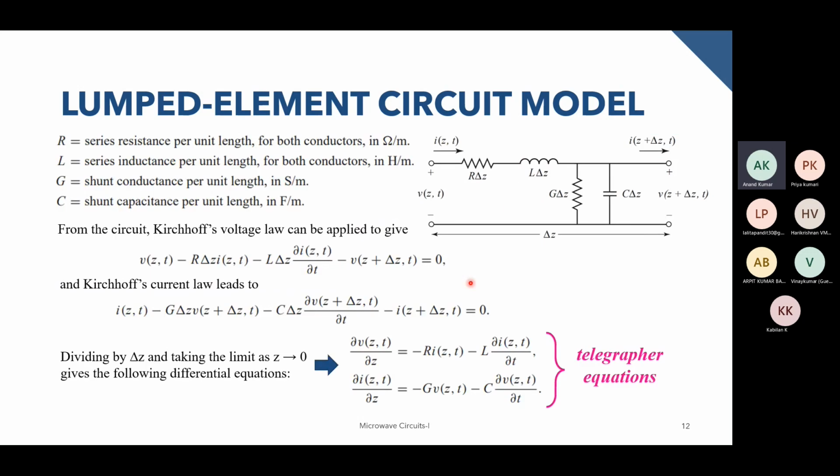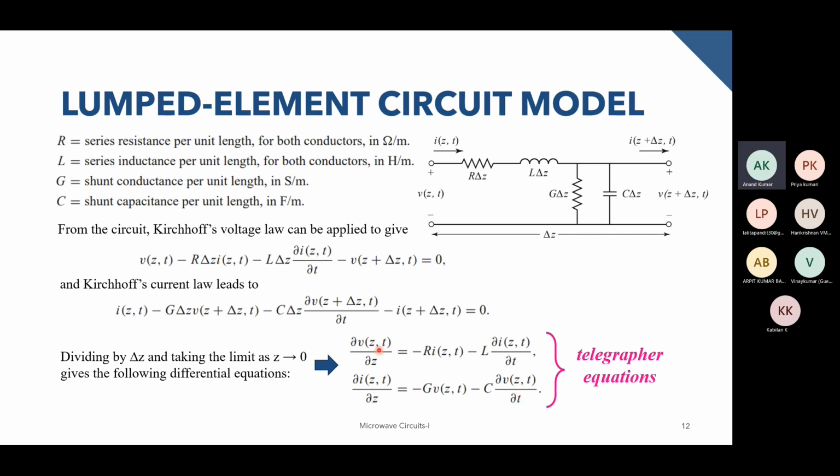And then we looked at the telegrapher's equation. We performed the KVL and KCL, since we are again considering it as a lumped circuit, just because this particular delta Z is very small, so there is no phase change. We wrote the KVL and KCL and then evaluated them using the finite difference approximation to get the differential equations. And this set of equations is what we call the telegrapher's equations.